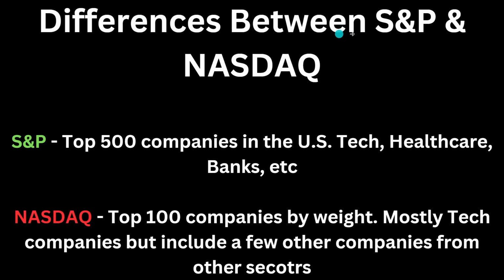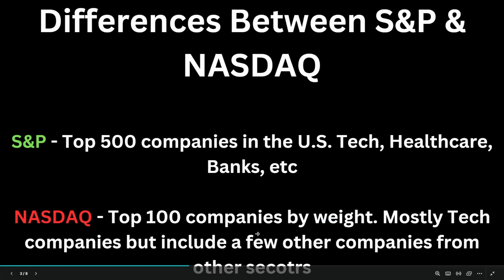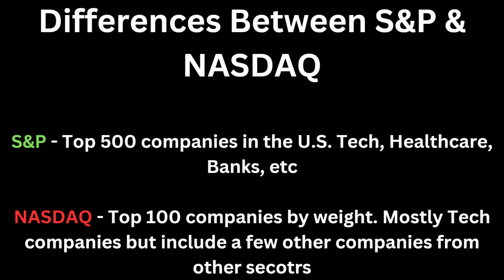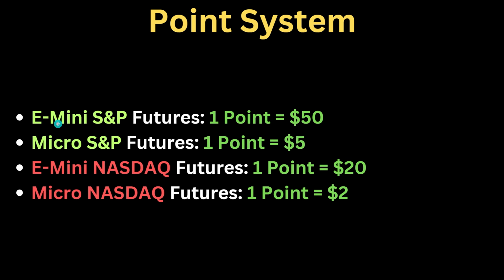So the differences between the S&P and NASDAQ. The S&P is the top 500 companies in the US. However, they are diversified between tech, healthcare, banks, etc. So if you want to get an overall understanding of what's happening in the overall market, you would likely pull up the S&P. On the flip side, however, the NASDAQ is the top 100 companies by weight, but mostly these companies are going to be tech heavy, but do include a few other companies from other sectors. So typically, if you want to get an understanding of how tech is doing, you would pull up the NASDAQ futures. But then again, if you want to get a better understanding of the overall market, you would likely pull up the S&P futures. So now the differences between the minis and the micros.